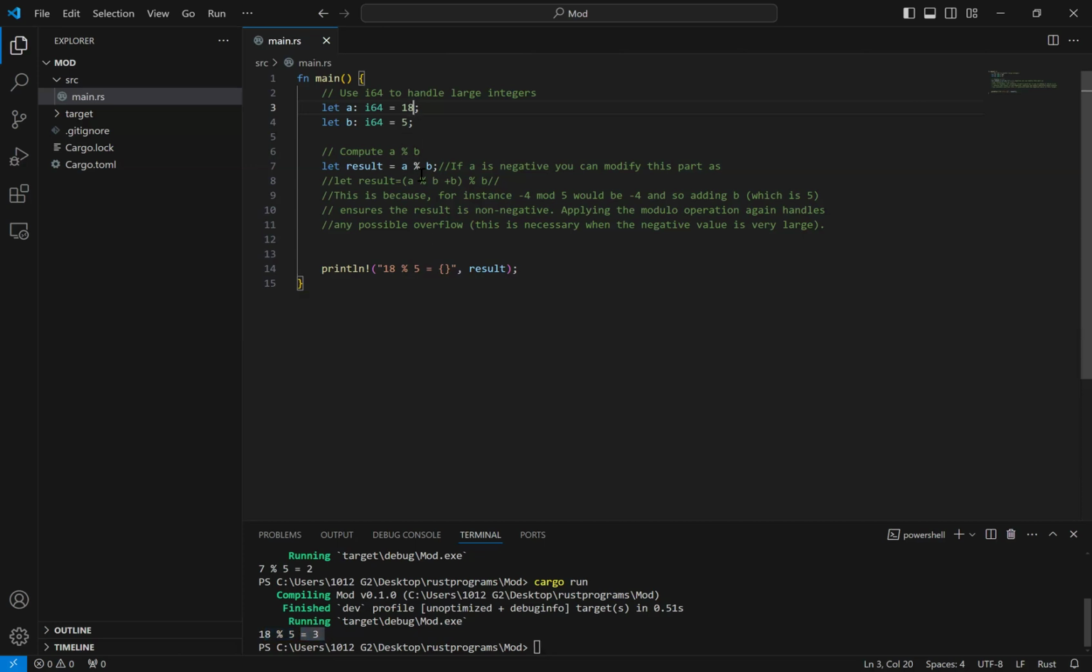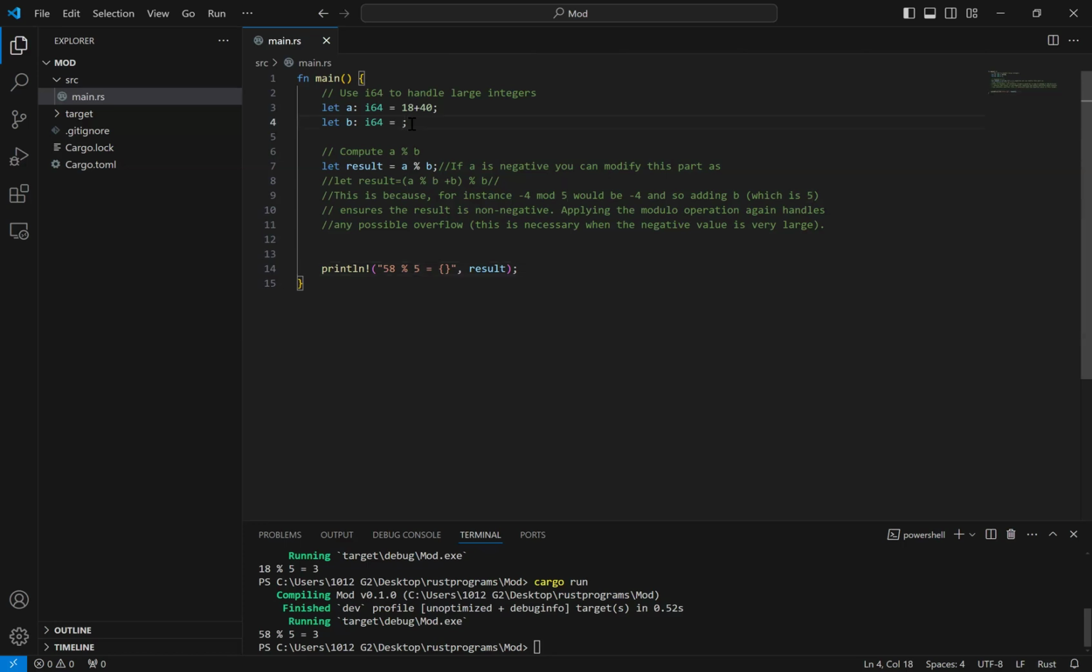Let's try 18 plus 40. Just say 18 plus 40, and then divide by 5. In fact, that is just 58. Go, run. It says the remainder will be 3.